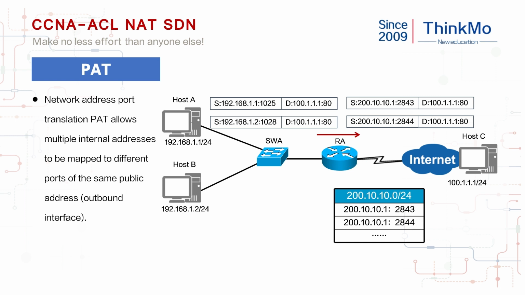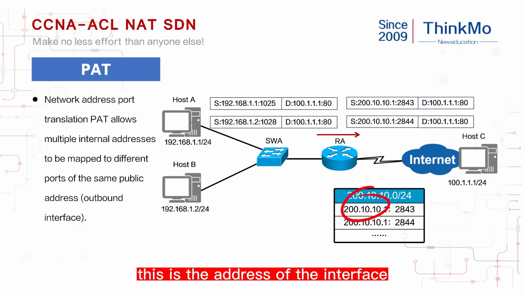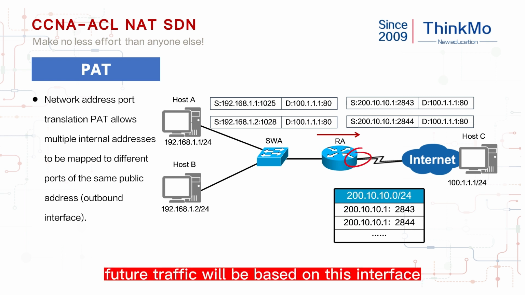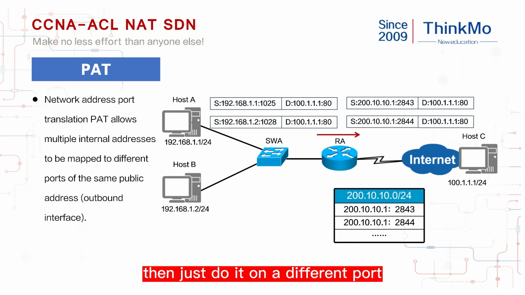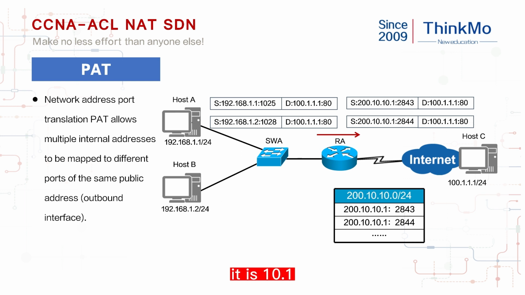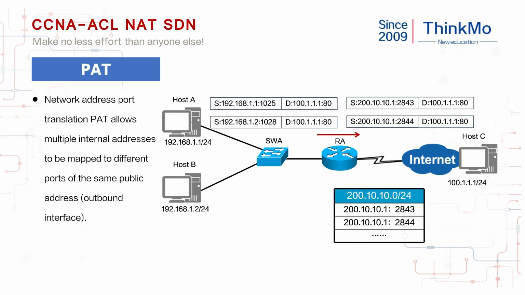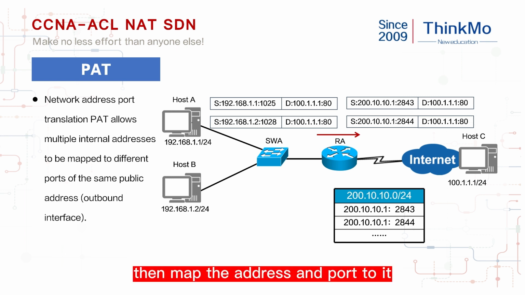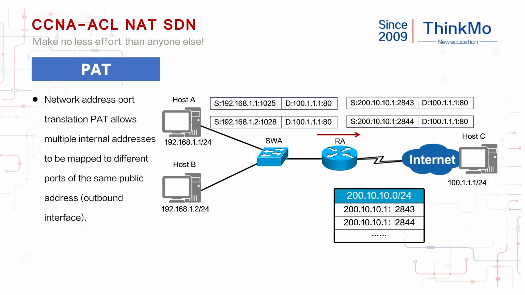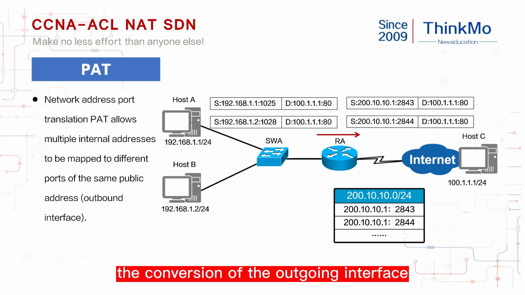For example, this is the address of the interface. Future traffic will be based on this interface, just on different ports. I don't need to spend any more money. Rather than 10.1, then 10.2, and I still have to pay for a 10.3, and then map the address and port to it, don't do this. I just use this 10.1. This is a public address. In Cisco, we call this method the conversion of the outgoing interface.